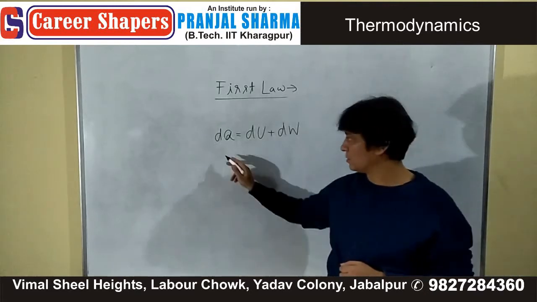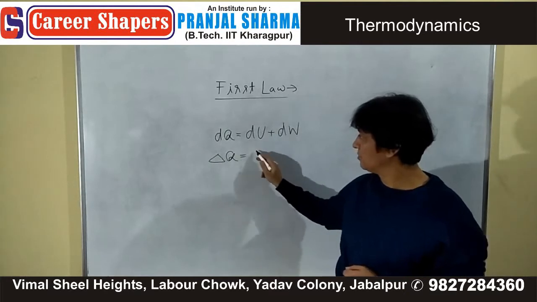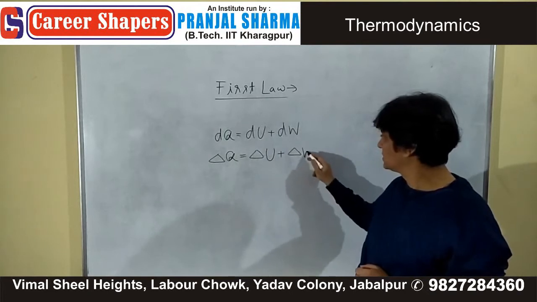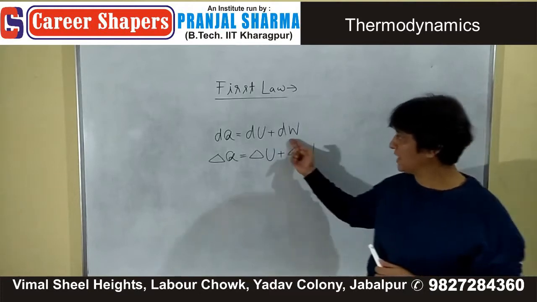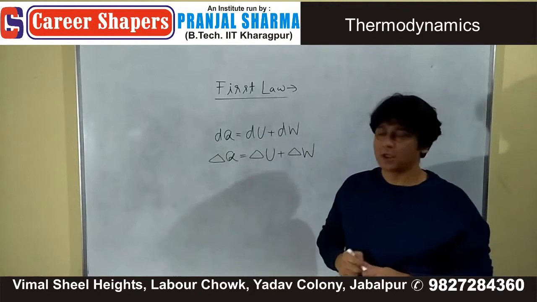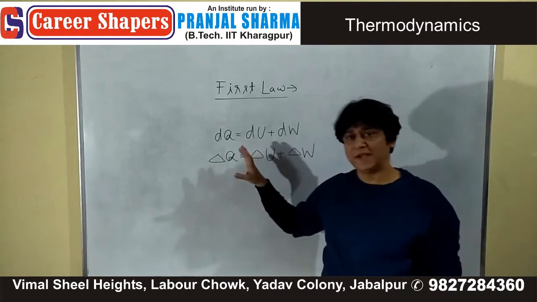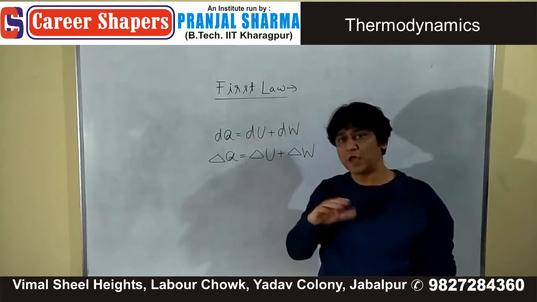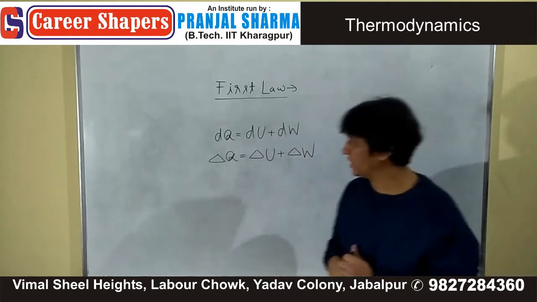You may also find it written in this form: delta q, delta u plus delta w. Whatever version you prefer, you can use it. We'll take this one: dq, du, dw. What's the meaning of all these things? First, let's introduce dq, du, and dw, and then you will understand meaning of this first law. Write down few things.